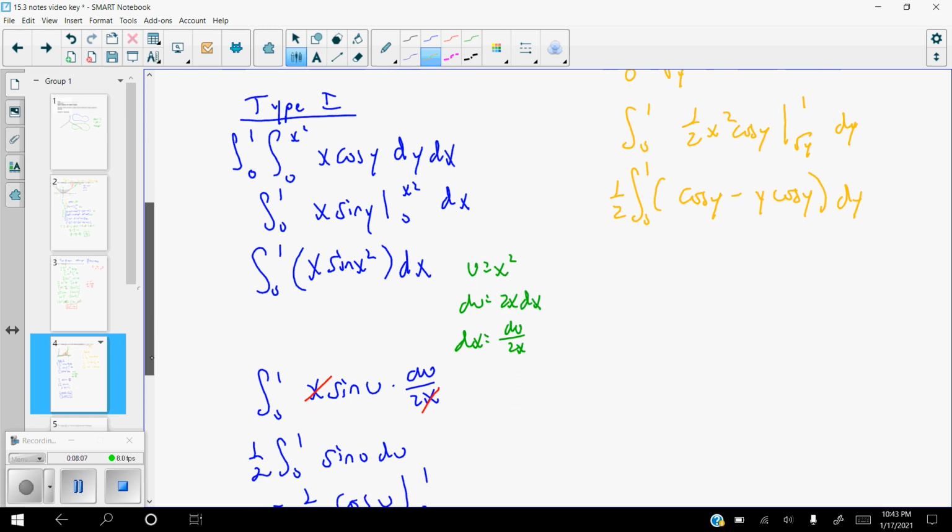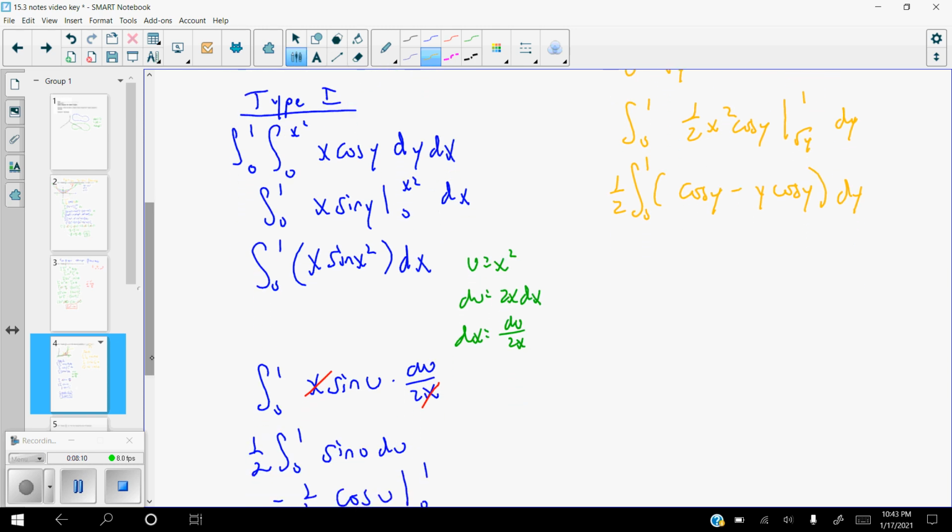So it definitely looks like type 1 was shorter, but it's important to see that you can do this either way. So I'm going to split this, so we're going to have 1/2 of integral from 0 to 1 of cosine y dy. That one will be pretty simple. Minus the integral from 0 to 1 of y cosine y dy. So the first one, the antiderivative, is relatively simple. That's just going to be sine y from 0 to 1. That one won't be difficult to do.